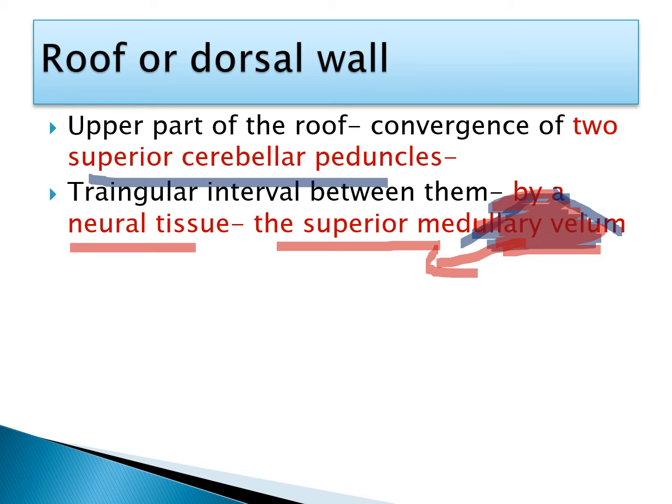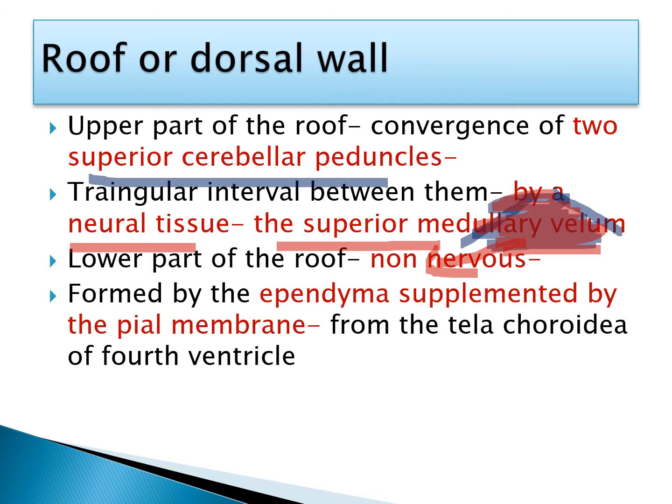It is formed by neural tissue, nervous tissue. The lower part of the roof is non-nervous, formed by only ependyma and pial membrane. We will see the diagram, then you will understand how this roof or dorsal wall is formed. The upper part is formed by the superior medullary velum and the lower part is only by the ependyma and pial membrane.